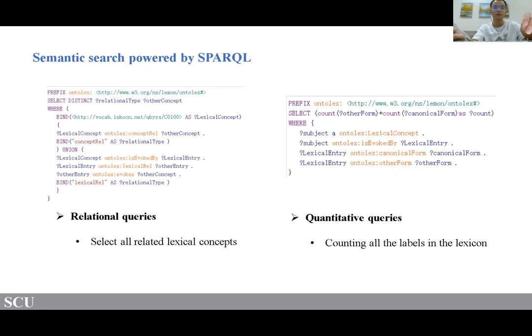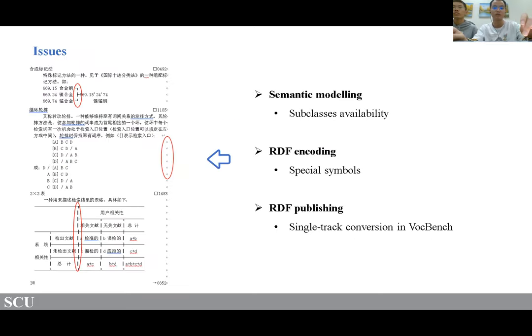The lexicon data not only needs to be sequenced but also retrieved. The SPARQL statement enables semantic retrieval. Relational queries like selecting all related lexical concepts and quantitative queries like counting all the levels in the lexicon can be realized.